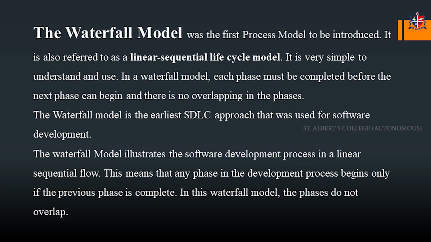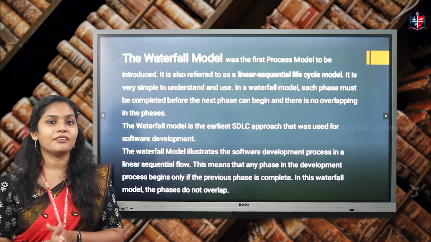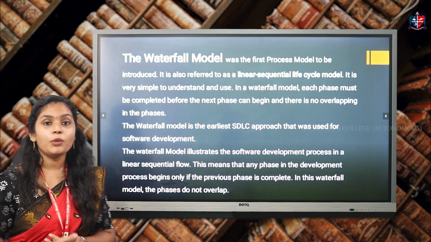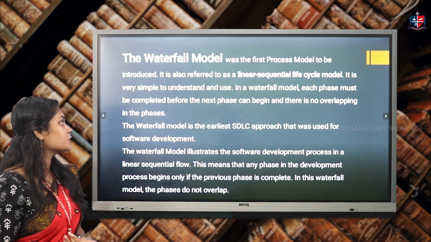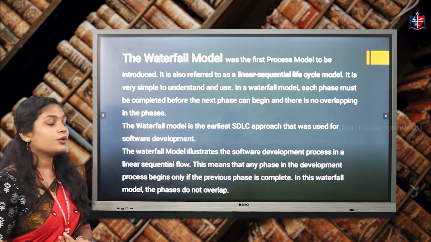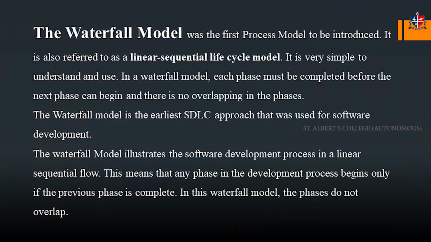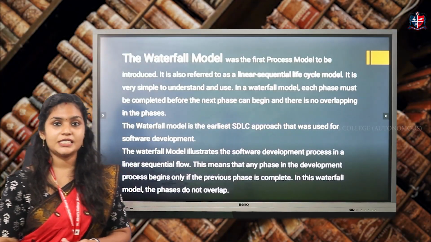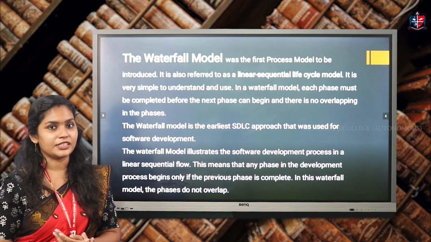So what do we mean by a waterfall model? The name suggests that the behavior is the same as a waterfall process. That means all processes happen sequentially. The waterfall model was the first process model to be introduced. It is the first model in the software development life cycle, and it is also referred to as a linear sequential life cycle model. Basically, the waterfall model is a sequential life cycle model. That means every phase occurs sequentially.